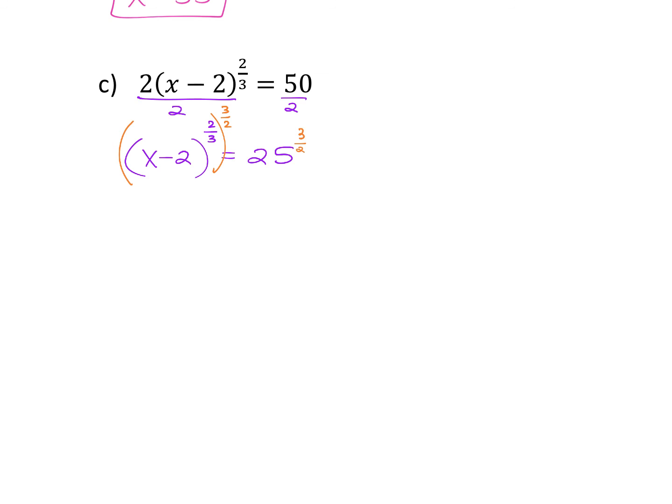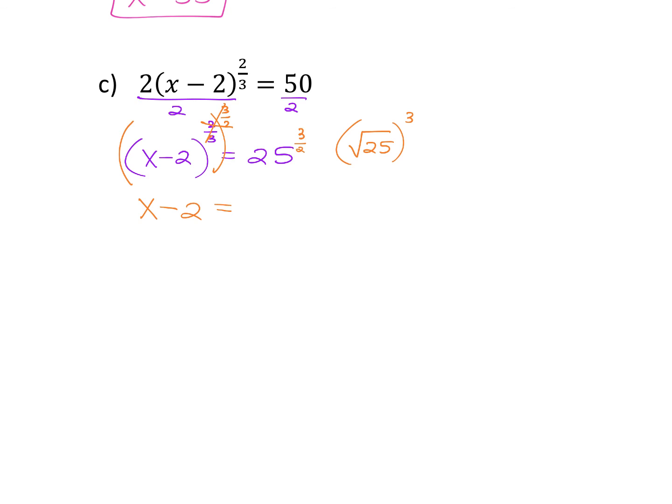Okay, so here's the deal. This goes away. So we're left with x minus 2 equals 25 to the 3/2 power. Now, when you take a 3/2 power, that's the square root of 25. And then you're going to cube that, right? Or you could plug it into your calculator, 25 to the 3/2 power.